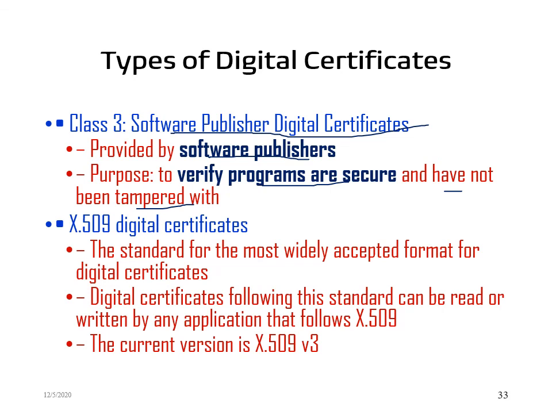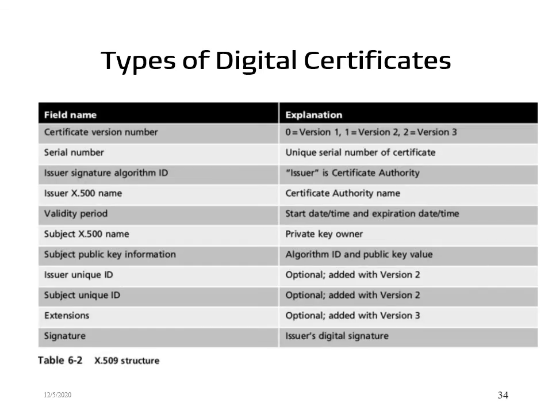And this is also a kind of X.509 digital certificate. This is a standard for the most widely accepted format of digital certificate. A digital certificate following this standard can be read and written by any application that follows the X.509 protocol. The current version we are using is version 3. These are all the X.509 structure: it consists of serial number, issuing signature ID, validity period, and a number of other information fields. This structure is what we are mostly following currently.